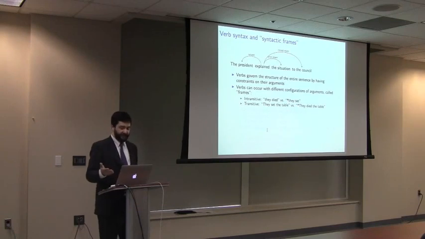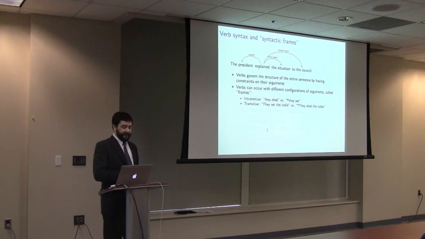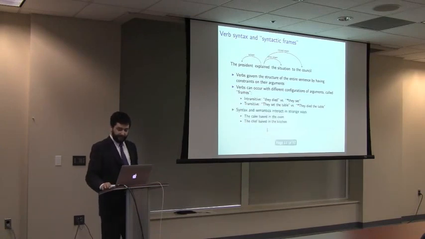And verbs can occur with different configurations of arguments. And we're going to call these different configurations of arguments frames. So the most familiar examples would be something like transitive and intransitive. Some verbs can or cannot occur with these frames. So "they died" is valid, intransitive. "They set" is not. It seems to be in need of an additional argument. And then the converse is true when you look at transitive.